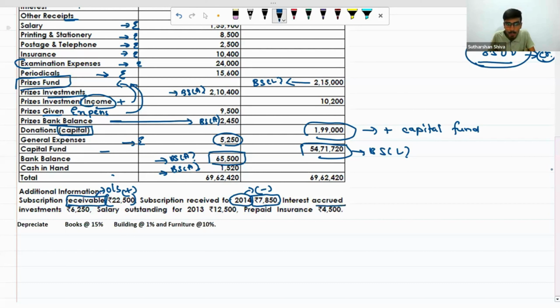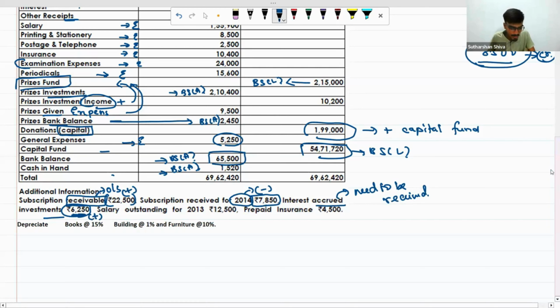Okay, interest accrued on investments. Accrued means which I need to receive, which I already earned, but I need to receive. That is 6,250 will be added. Interest accrued on investments. Next, salary outstanding of 2013. Current year outstanding, it is an expense. That expense we will be adding towards the salary.